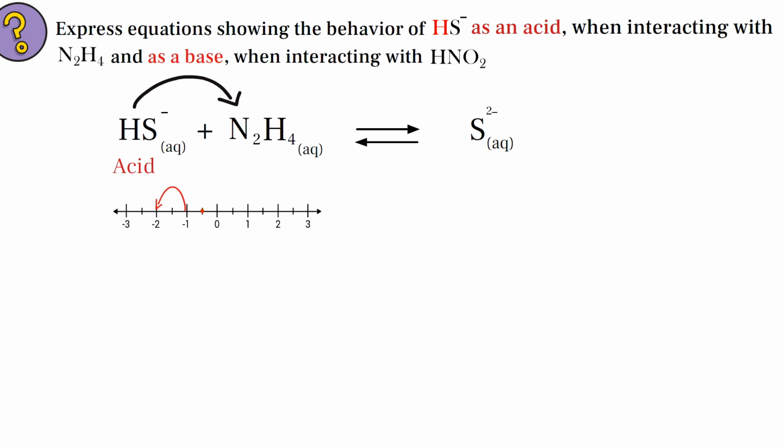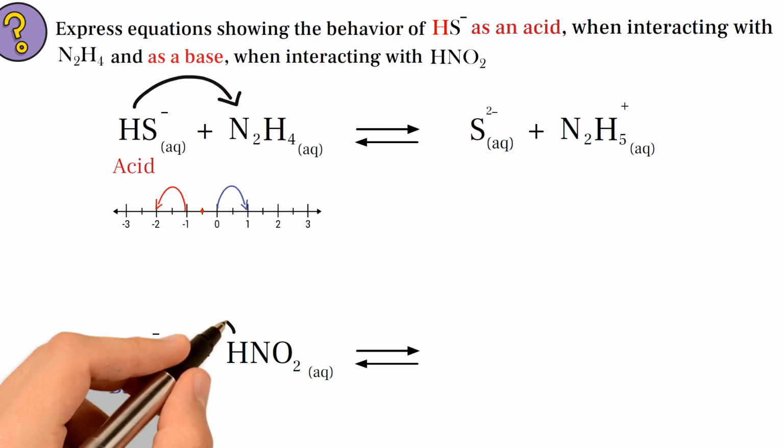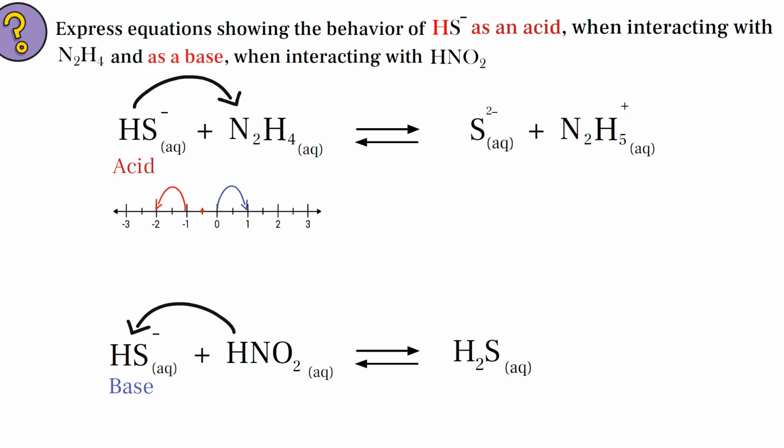For N2H4, since it is the base in this reaction, it will accept a proton and become N2H5. And its charge, as we see, will increase, so it will acquire a charge of +1. But when HS minus interacts with HNO2, it will behave as a base. Thus, it will accept a proton, becoming H2S, and its charge will increase and become 0, that is, it doesn't have a charge. HNO2 is the acid in this reaction, so it will donate a proton and become NO2. Its charge will decrease, and therefore it will acquire a charge of -1.